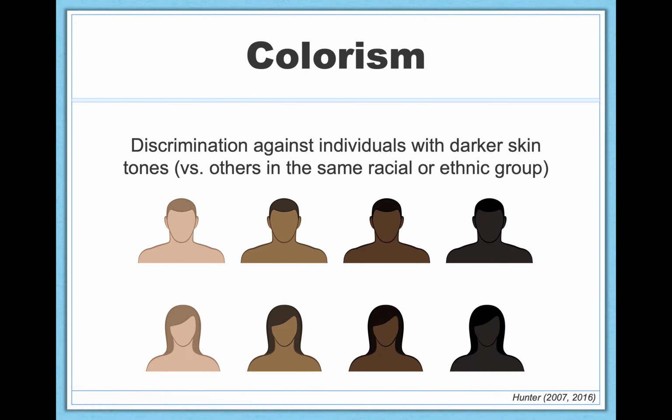Colorism specifically refers to discrimination against individuals with darker skin tones compared to others with the same racial or ethnic group who have lighter skin tones. Now I'll note that we've already seen an example of colorism in our last video. In the 2007 study by Brian Nosek and colleagues, an implicit association test, or IAT, was given to thousands of participants, and the results showed an implicit preference for light skin over dark skin. And this was a colorism effect rather than a racism effect because the skin color was independent of race.